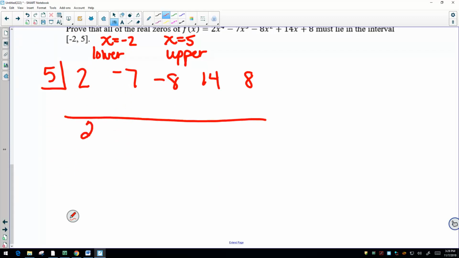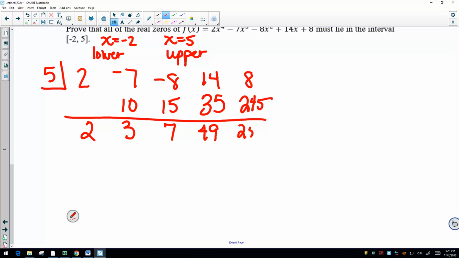So we bring down mama, multiply and add. So we're going to have 10. When we add, I get a 3. Multiply, we get 15. When I add, I get 7. Multiply, we get 35. When I add, I get a 49. Multiply by 5, we get 245. And when I add, I get 253.